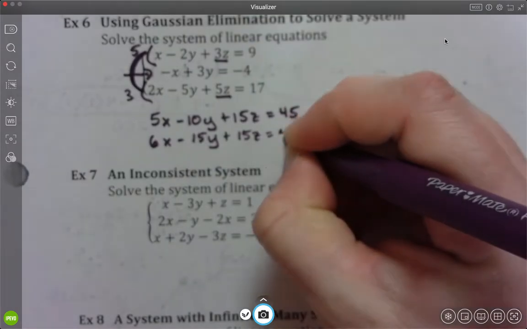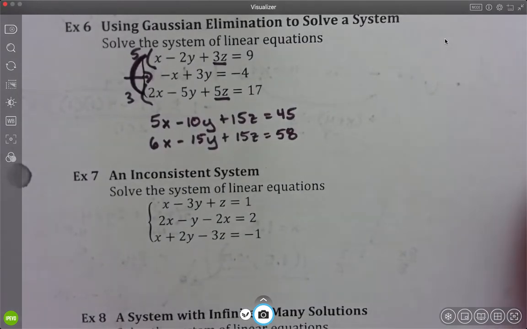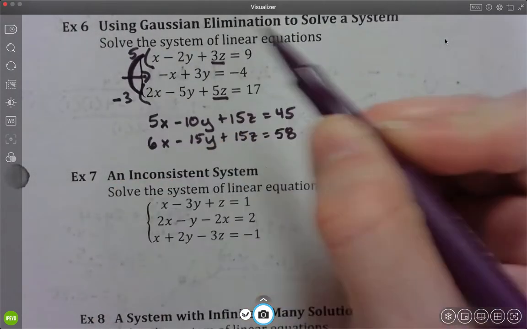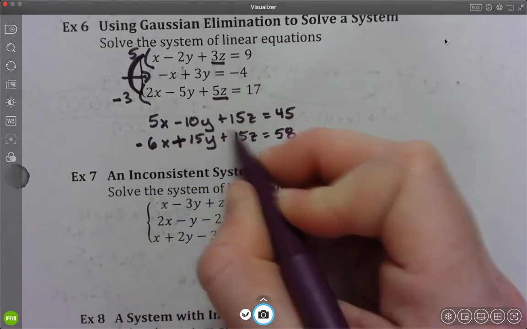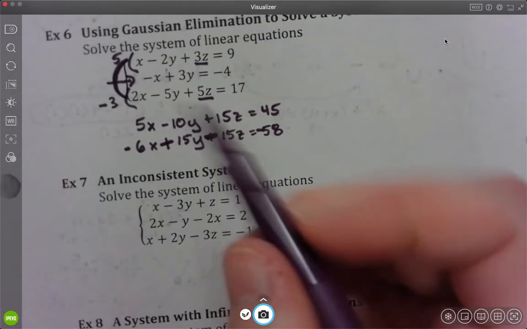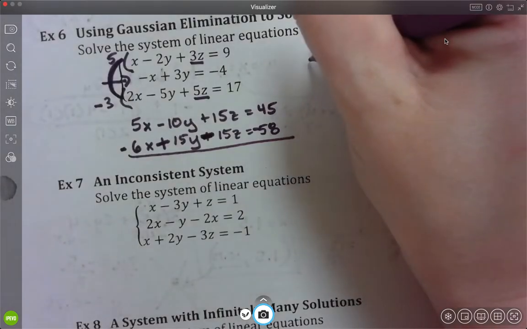I think, 58. Yep. Okay, now here's the problem. If I want z to cancel out, one of those has to be negative. So in this bottom equation, I'm going to make that a -3 that I'm going to distribute through, and I'm going to change the signs of each one of those. Okay, so there is that, and now I'm going to add the equations together. So 5x minus 6x is a -x.